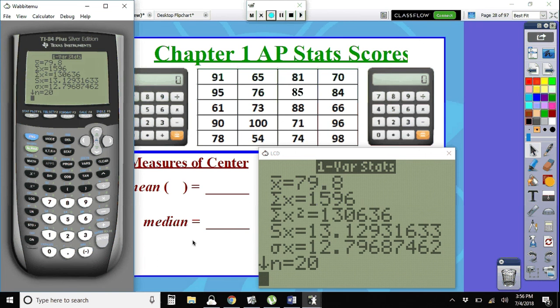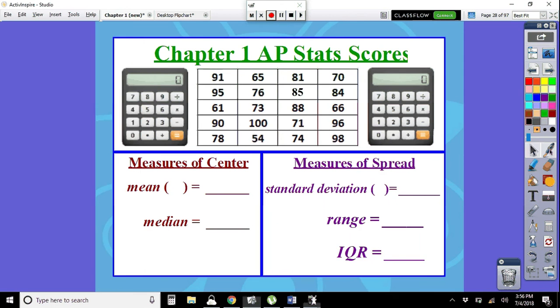Now, the first thing that's listed here, this x-bar. x-bar is really our mean. It's another way of expressing the mean. So notice in your notes here, I've got mean with parentheses written down. And in the parentheses, this is where we get to symbolize what the mean is. So I'm going to write in x-bar. And that's how you literally say it, x-bar. There's just a horizontal bar above an x. And that value is 79.8.